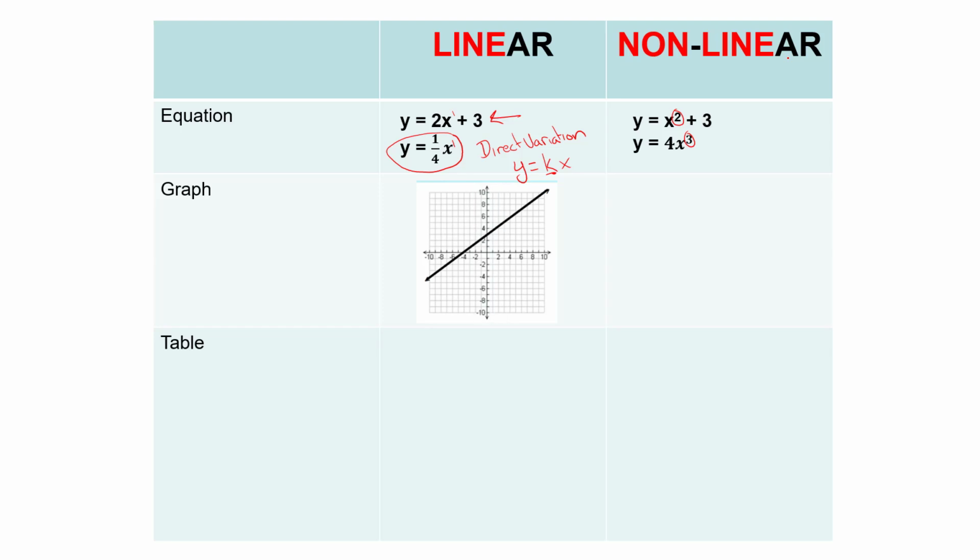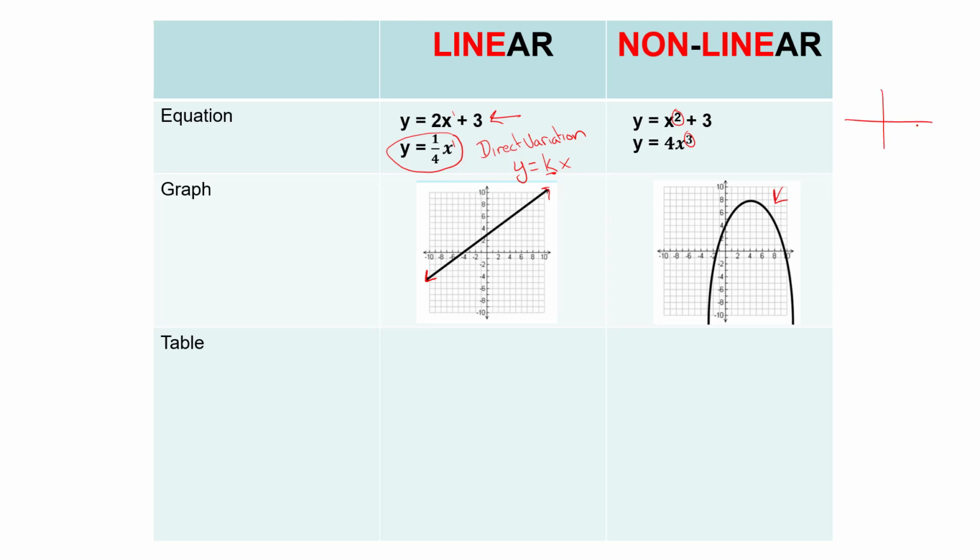All right, so a graph of a linear equation. Notice, straight line, arrows on both ends. This particular graph does not have direct variation. All right, nonlinear equation, not a straight line. It's going to be a curve.